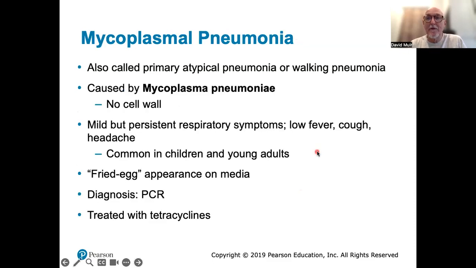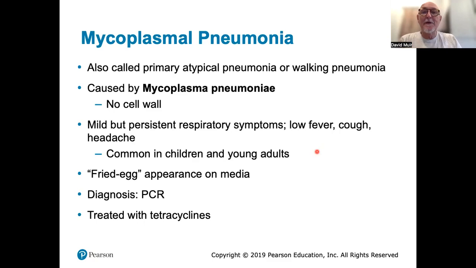The last pneumonia that I'll mention is this one. This is mycoplasmal pneumonia. Actually, this is not the last one. I'm getting confused. Mycoplasma pneumonia is caused by Mycoplasma pneumoniae. It's a very, very strange organism. It's one of the few bacteria which has no cell wall. And you'll remember that the cell wall is the bacterial cell's major osmotic control.